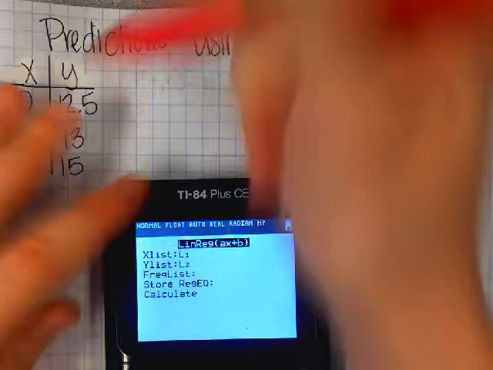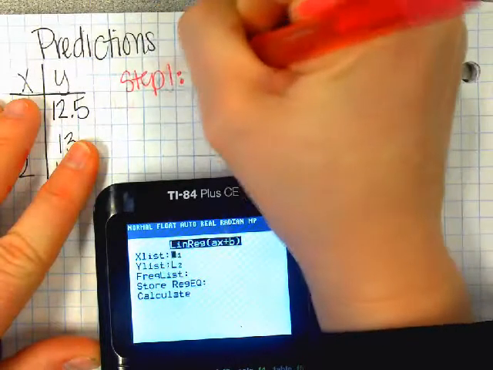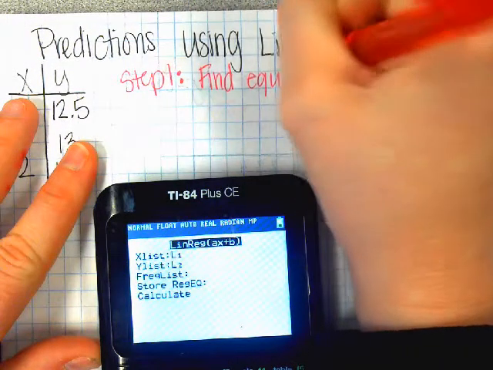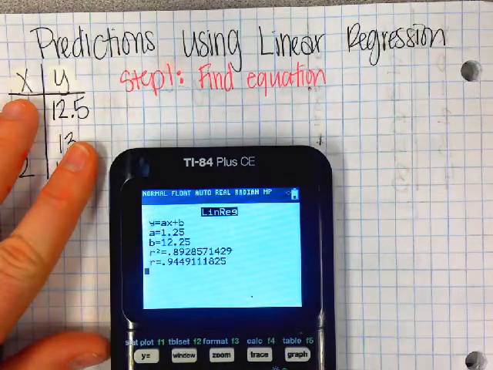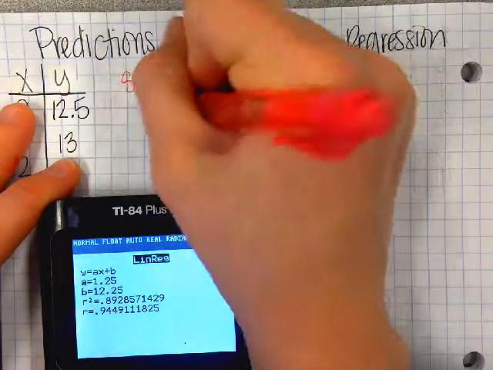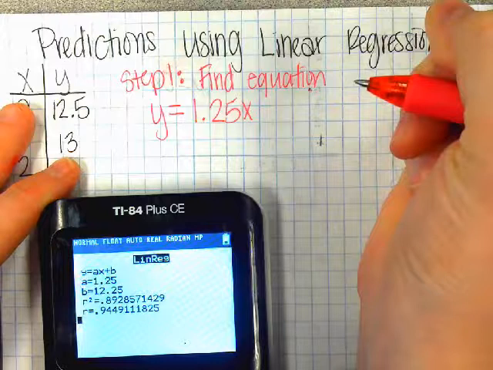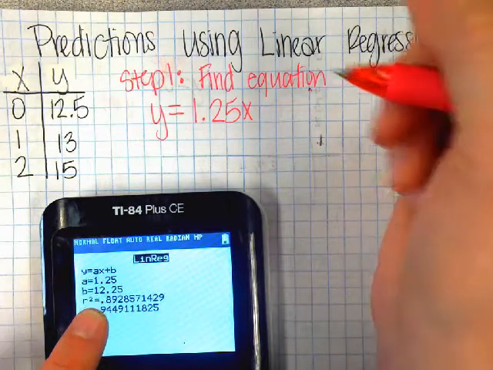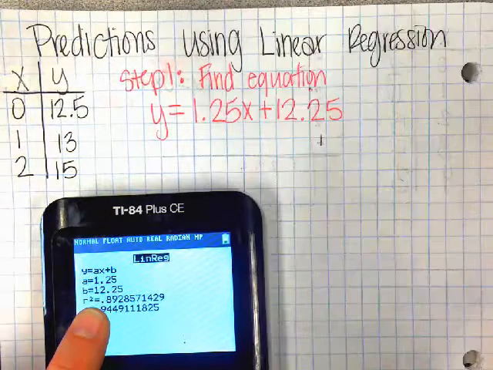So the first thing you need to do, step 1, find the equation. Keep hitting enter. Oops, I hit enter one too many times. So my equation is y equals 1.25x plus 12.25, because it says the a value is 1.25 and the b value is 12.25.